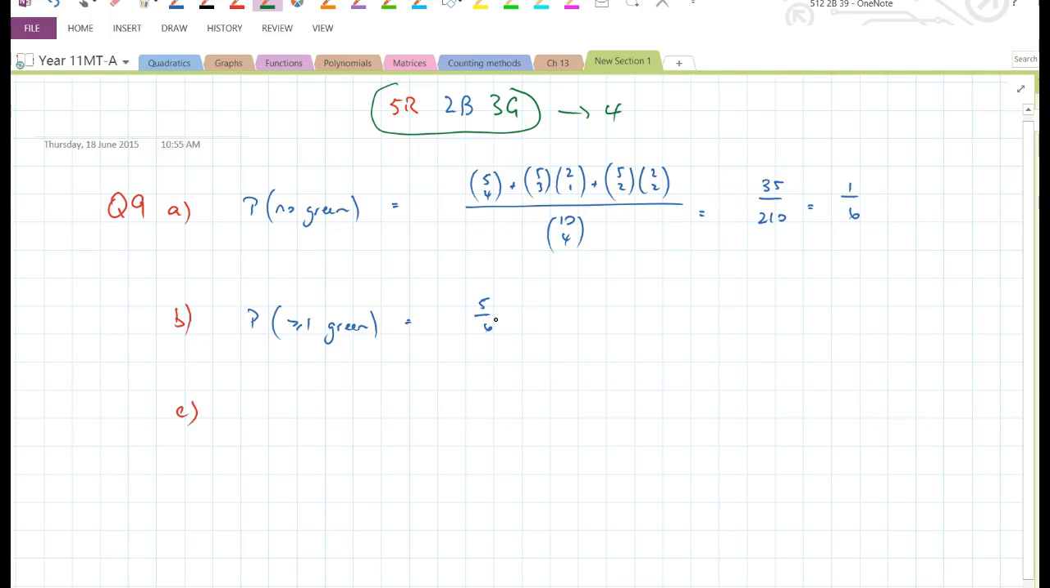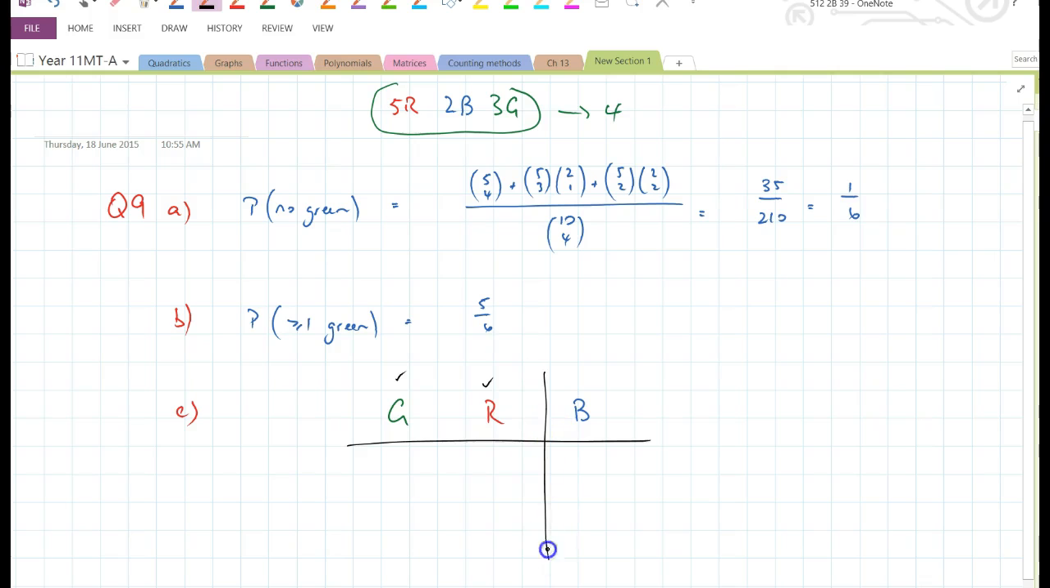So to part C, at least 1 green bubblegum and at least 1 red bubblegum. I thought the best way of doing this would be to draw up a table: green, red, blue, and just list the outcomes that work for this. So we want at least 1 green and 1 red, so we've got to have an entry in here and here.